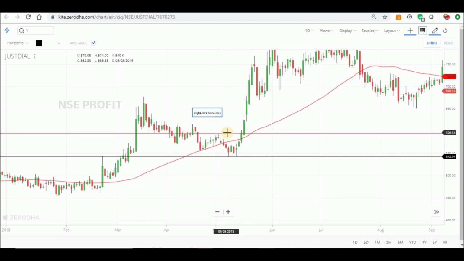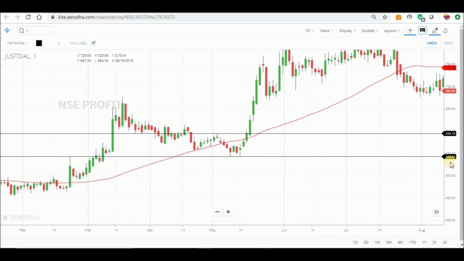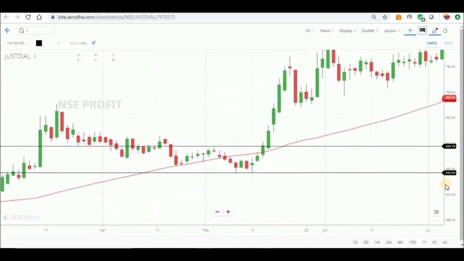We are buying above this swing high. The swing high point is 594.75, so we are buying above this point, which means 595 we can consider, and the stop loss is 542.94, which we can consider as 542. So let's calculate.